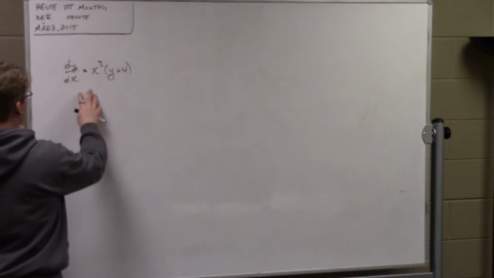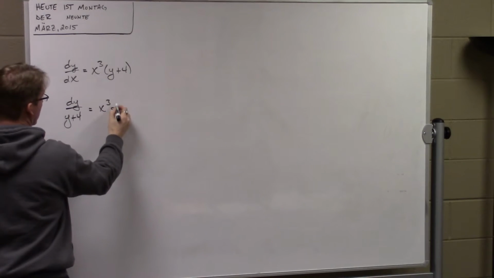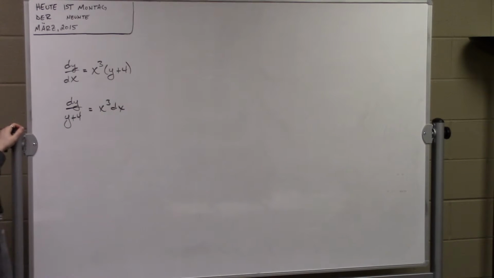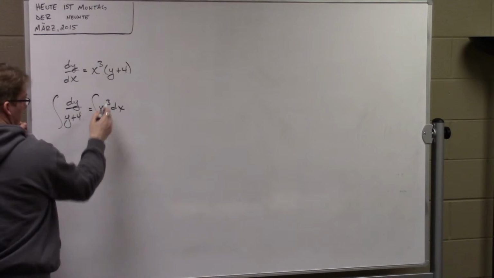Put them together. Good. All right, x's and y's, so I'm going to have dy over y plus 4 equals x cubed dx. Can you recognize this as a natural log? That it will be a natural log? Okay, when you do the antiderivative, this side's the easy one.